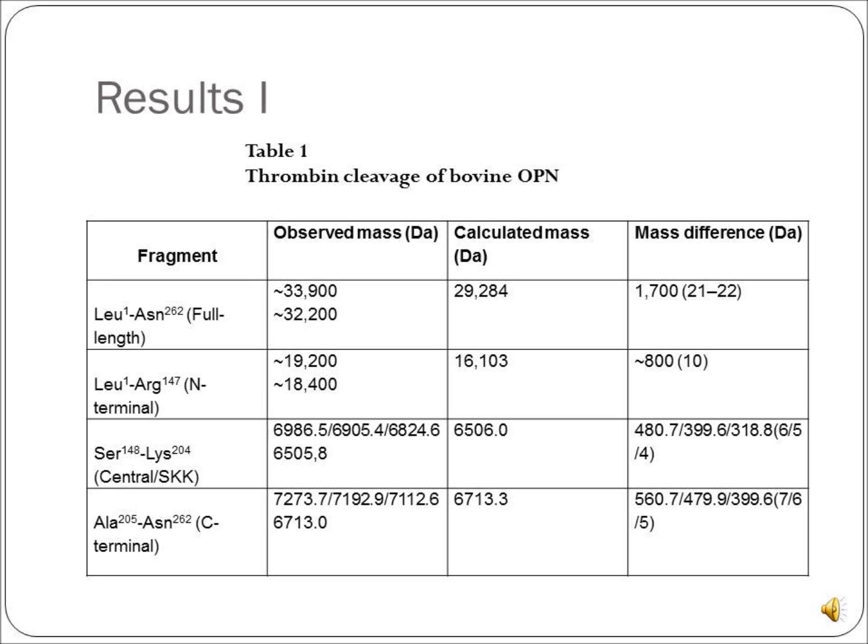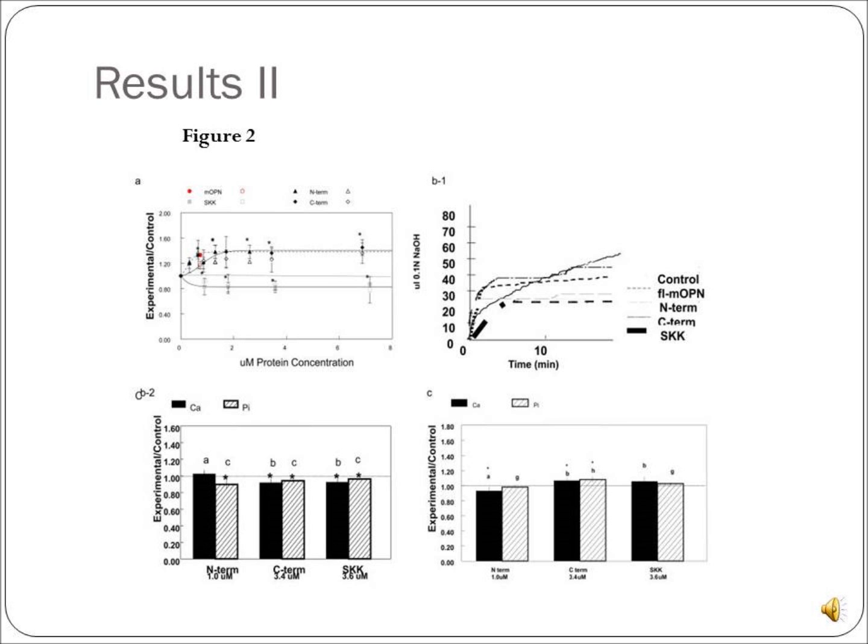Similar molarities of the fragments, based on this data, had distinct effects on the HA formation in the gelatin gel. The curve fit data in this figure also shows that at all the concentrations tested, the N and the C terminal fragments promoted mineralization, but the SKK, in contrast, was an inhibitor. Apart from this, the experiment yielded no statistically significant values.